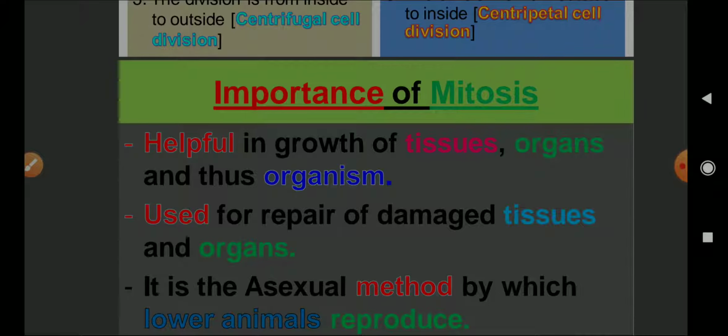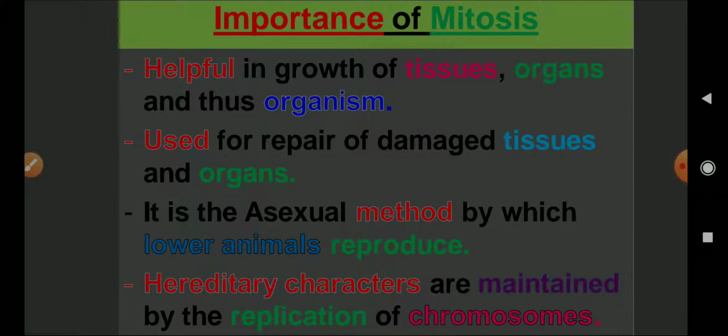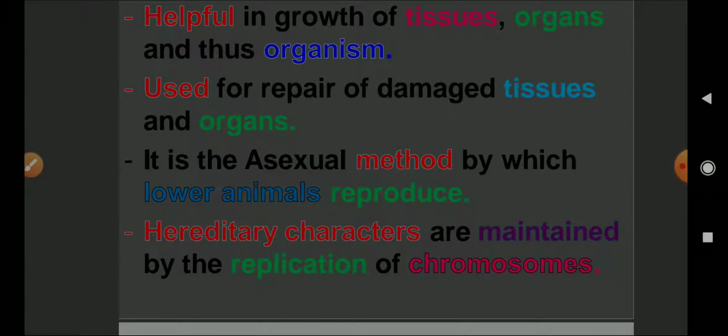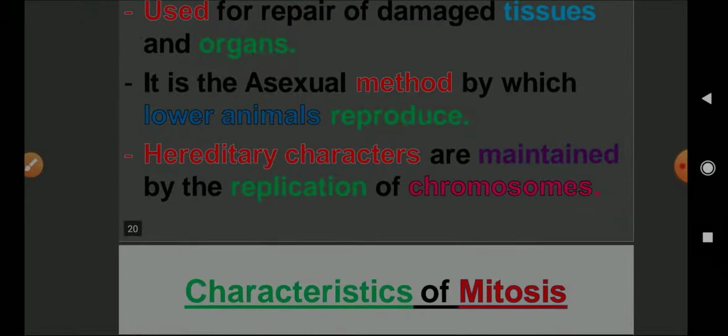What is the importance of mitosis? It is helping in the growth of tissues, organs, and thus organisms. It is helping in the repair of damaged tissues and organs. It is just like the need of cell division. It is helping in growth and development, repairing, regeneration, reproduction, right? It also helps in maintaining the number of chromosomes. It acts as an asexual method by which lower organisms or lower animals reproduce. Hereditary characters are maintained by replication of chromosomes.